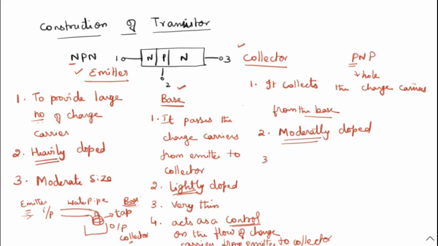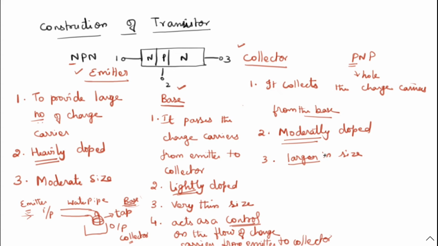And the third point is it occupies more space in the transistor, so it is large in size. Here the base is very thin, right? But the collector should be larger in size. Why? Because it has to collect more charge carriers. That is the reason it should be larger in size. So this is the function of the collector.